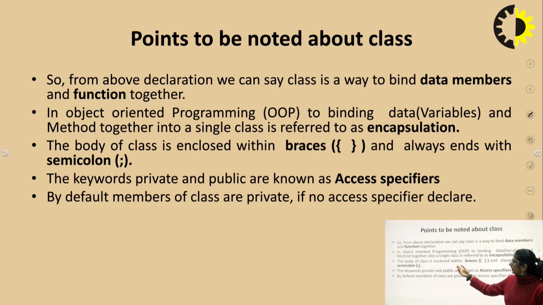The body of the class is generally enclosed between braces, and always remember to terminate it with a semicolon. The keywords public and private are all known as access specifiers, which specify the scope of that member. What will be the scope? Within the class, outside of the class, basically in the main function, right? By default, the members of the class are private. As we mentioned here, by default it's private. If you do not specify anything, it will be considered private if no access specifier is declared.